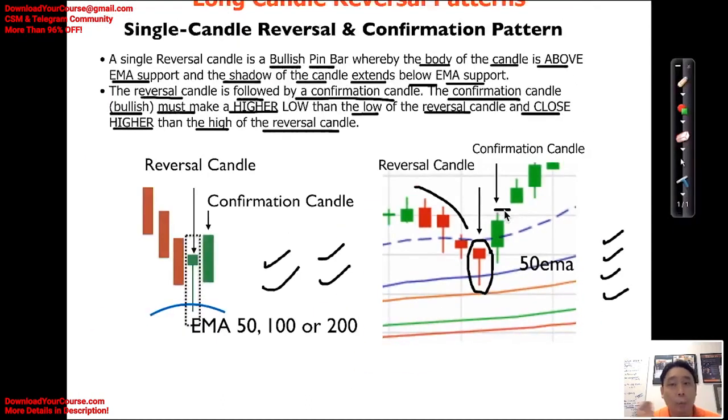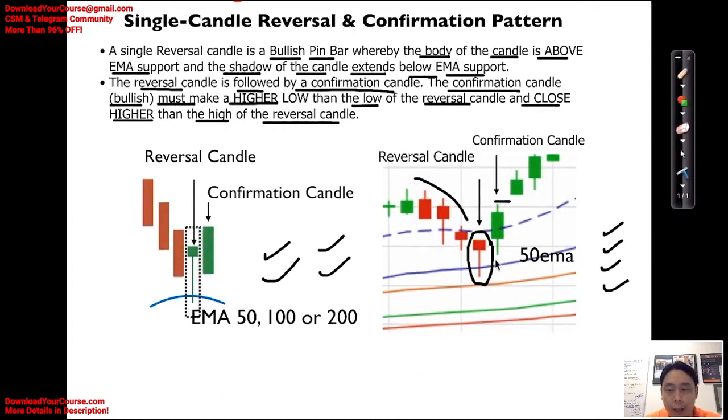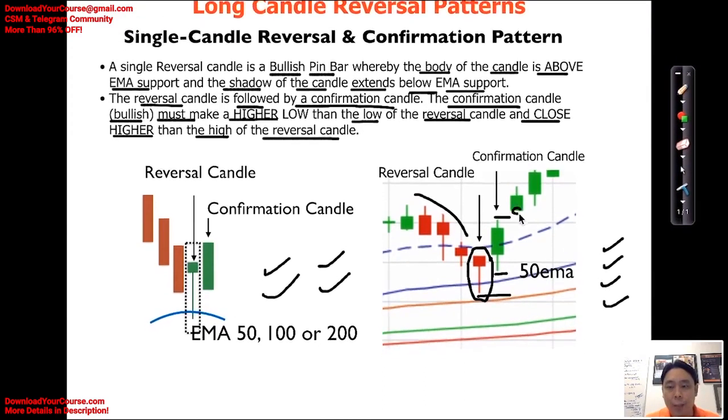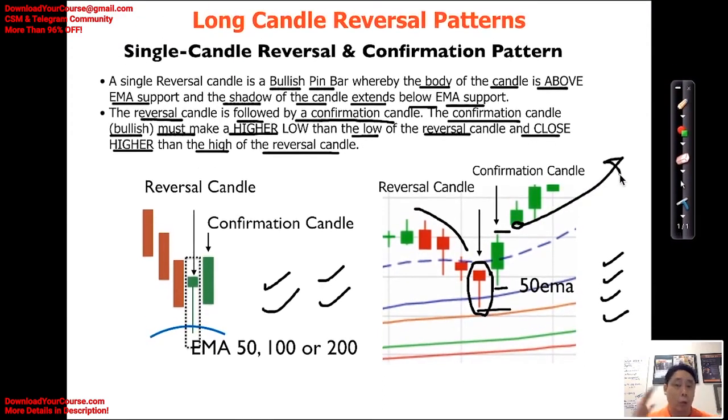And you will learn later on where to put a stop loss, which could either be at the low of the confirmation candle or at the low of the reversal candle. The next day, the price goes above the high, triggers our buy order, and we're in the trade going long.